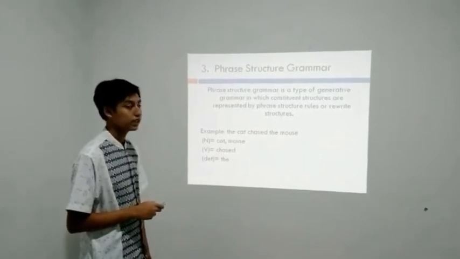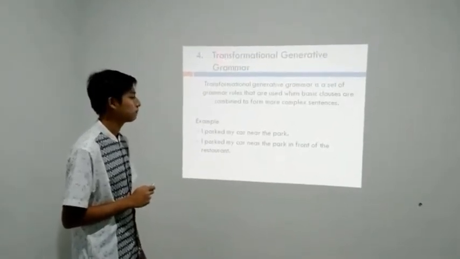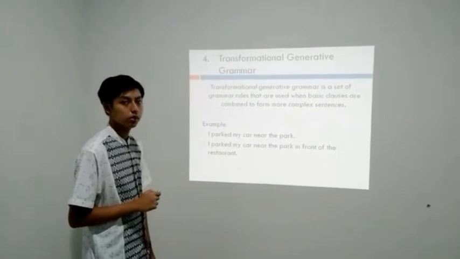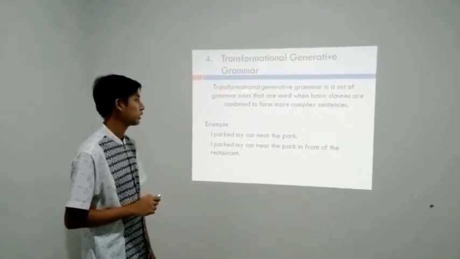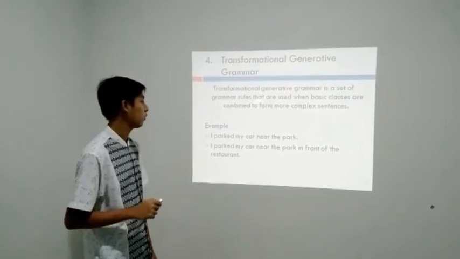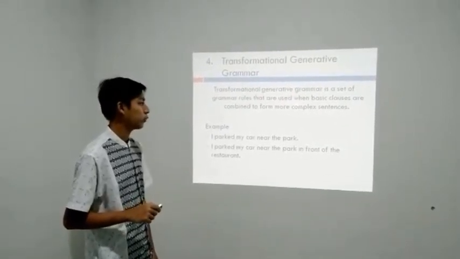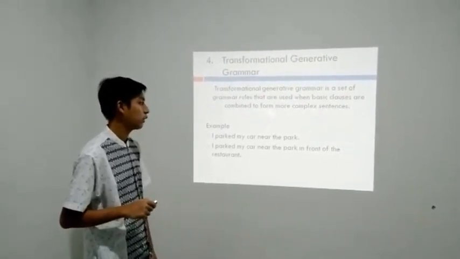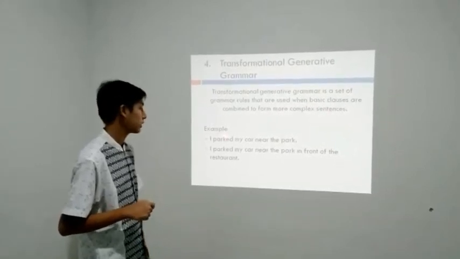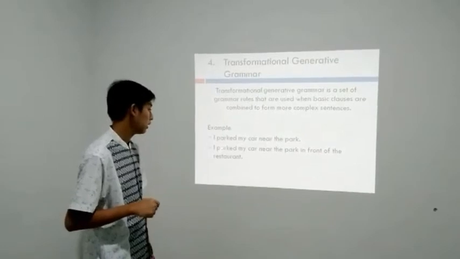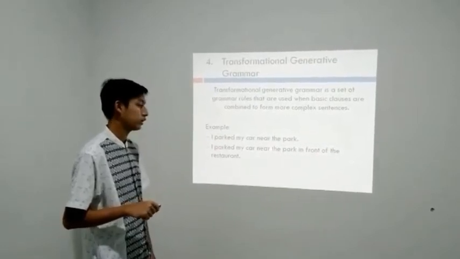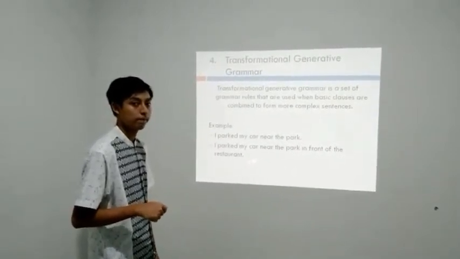The next topic is transformational generative grammar. Transformational generative grammar is a set of grammar rules that are used when basic clauses are combined into more complex sentences. For example, I parked my car near the park. I parked my car near the park in front of the restaurant.